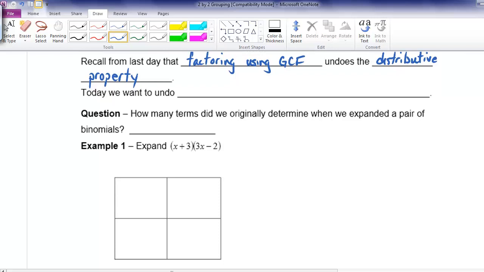And today we're going to do the same thing, but today we want to undo binomial multiplication, binomial expansion, also known as FOIL. So binomial is 2 terms times 2 terms. How many terms did we originally determine when we expanded a pair of binomials? Well, we always got 4. And then we usually combined like terms and ended up with 3 or 2.